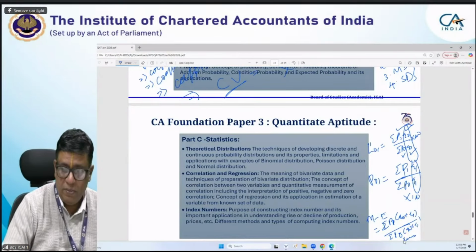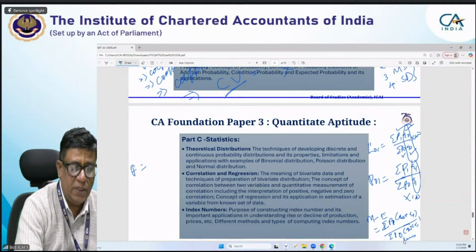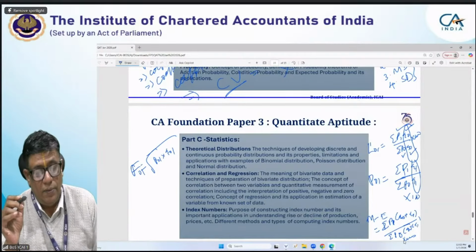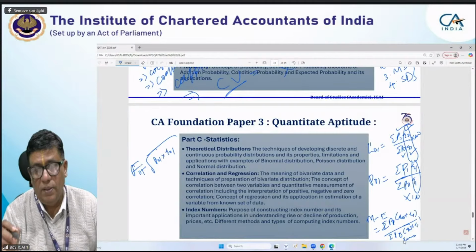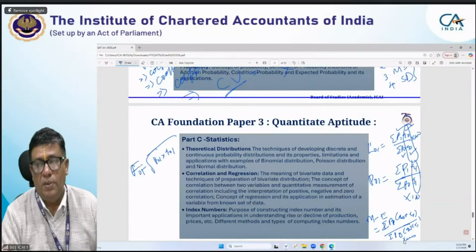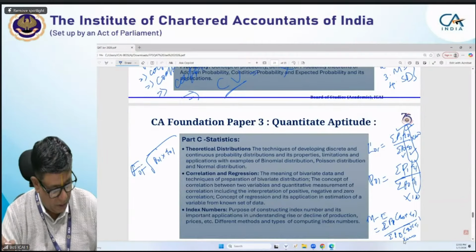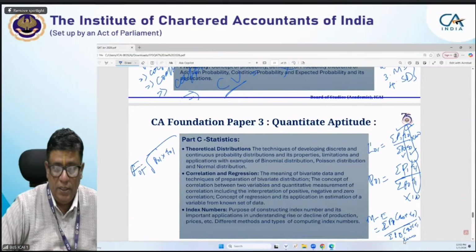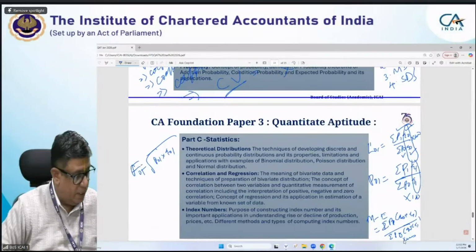Next, we talk about Fisher's index numbers. This is P01 into Q01. That is Fisher's index number, which is the geometric mean of the Laspeyres index numbers as well as the Paasche index numbers. Next, weighted relative index numbers, which is very, very important also.